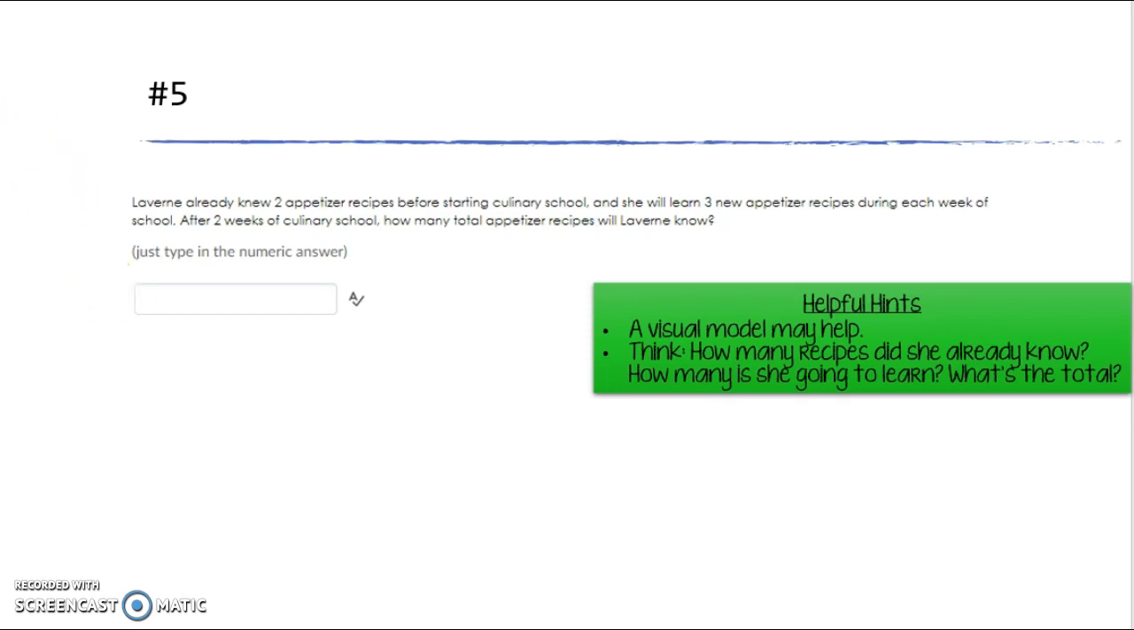So if we want to map this out, we could use a visual model, but you can also just think about it logically. She already knows 2 recipes. Those are her old recipes. And then she's going to learn 3 new ones during each week of culinary school. So during week 1, she's going to learn 3 more. And then during week 2, I'm abbreviating, she's going to learn 3 more. So what you would need to do is just simplify that expression right there to get your answer.